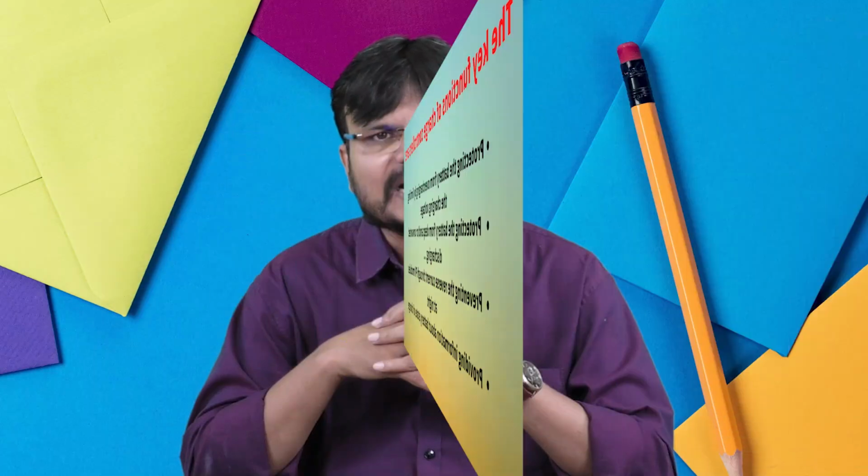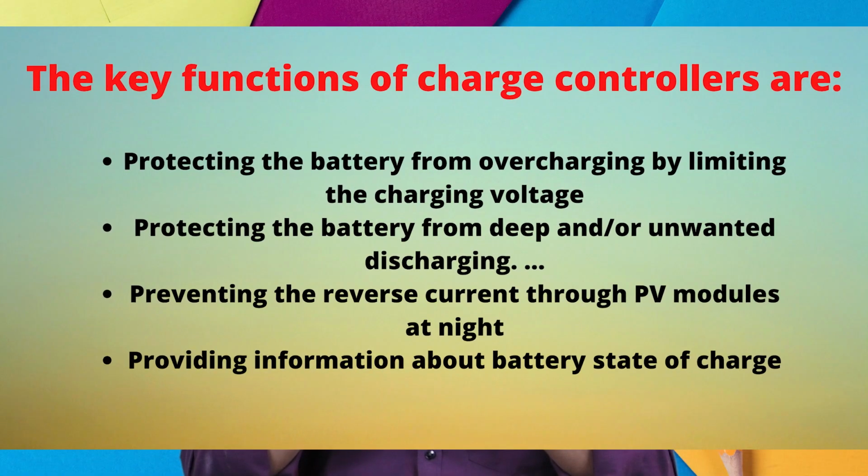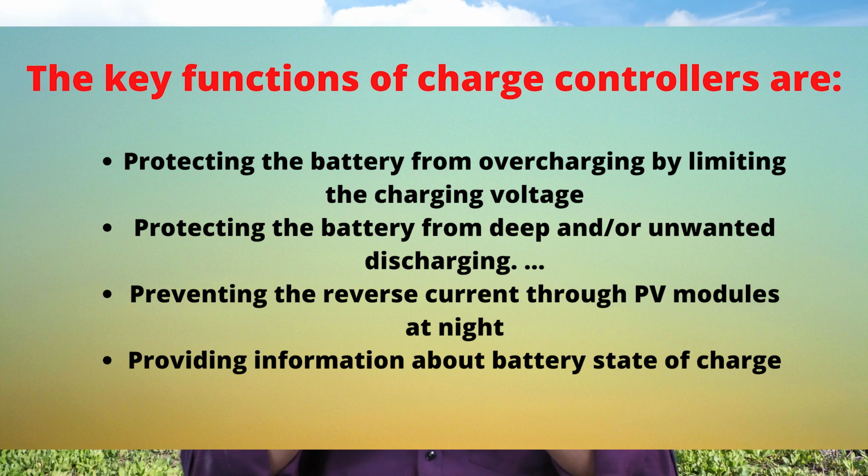So in brief, we can understand the key functions of the charge controller. First, protecting the battery from overcharging by limiting the charging voltage. Second, protecting the battery from deep and unwanted discharging. Third, preventing the reverse current through PV modules at night. And the last key function of the charge controller is providing the information about battery state of charge.